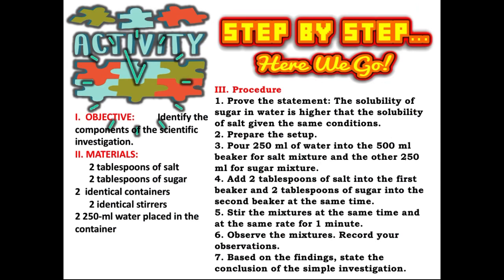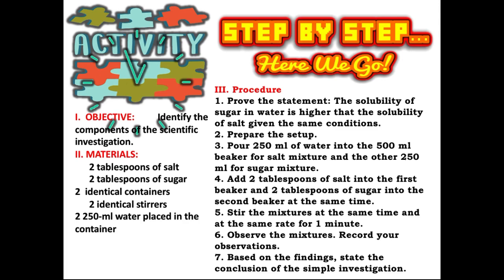Now it's your turn. You're going to use the scientific method in solving problems through an experiment. You can have a copy of this in your Module 1, Quarter 1, Week 1, pages 8 to 10. So, ang gagawin nyo dito is to identify the components of scientific investigation. So, ihahanda nyo yung mga materials na to: 2 tablespoons of salt, 2 tablespoons of sugar, 2 identical containers, 2 identical stirrers, 2 250 ml of water placed in the container.